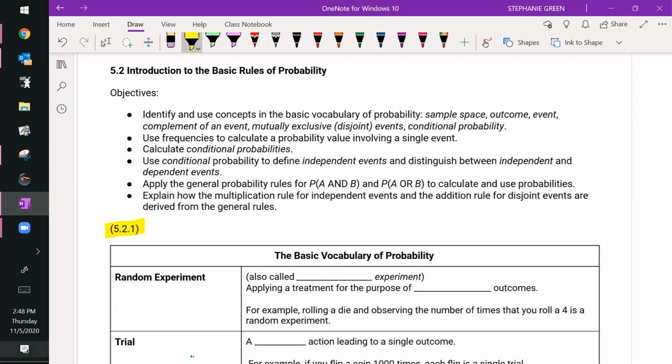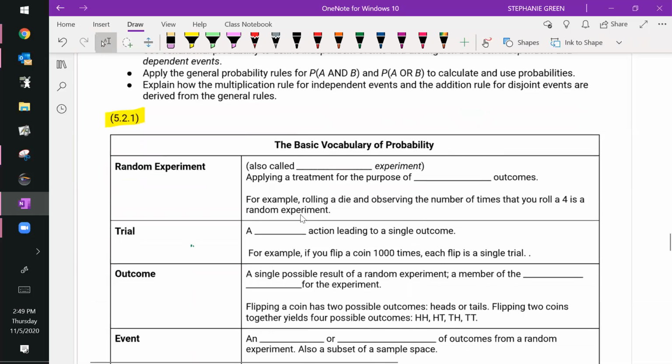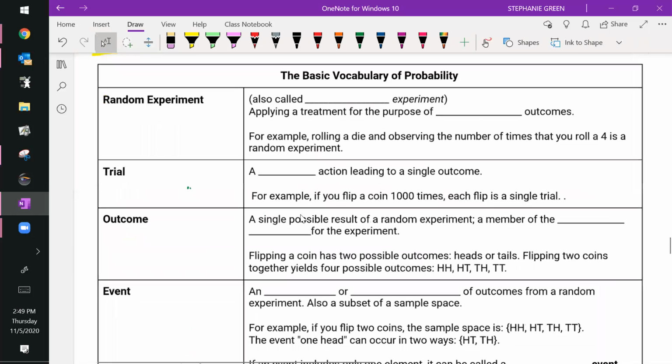So in this section, this is pretty much just a whole lot of vocabulary. You basically just want to make sure that you have these definitions filled in correctly and you have a pretty good grasp of what these words mean. In the next part of this section, in the next video, we'll go over how we can actually find probabilities of these different things based on how things are related. So, basic vocabulary of probability.